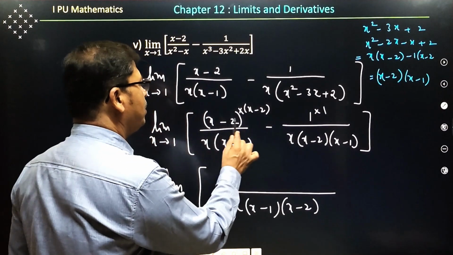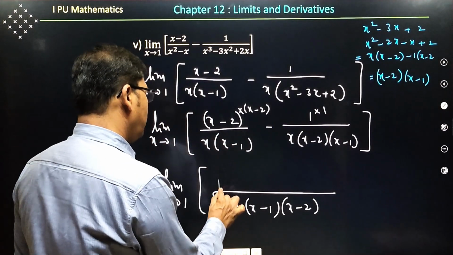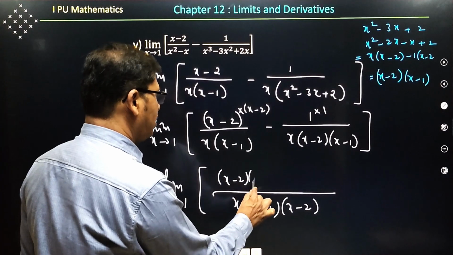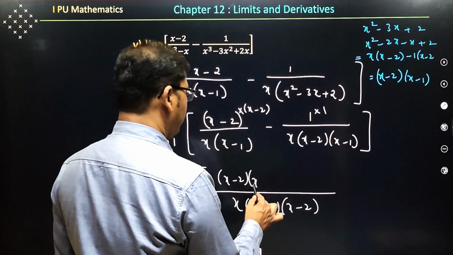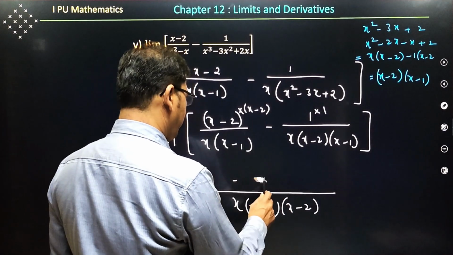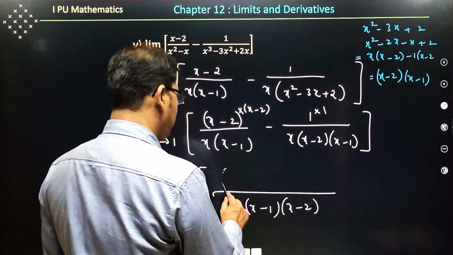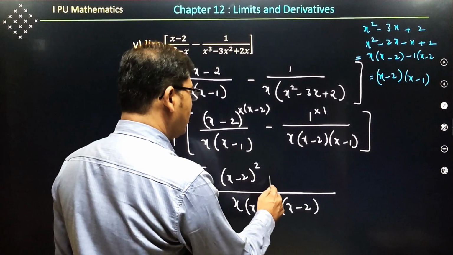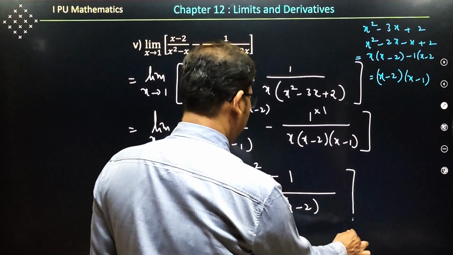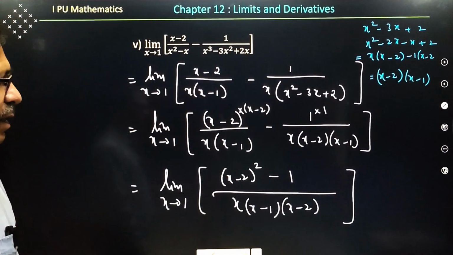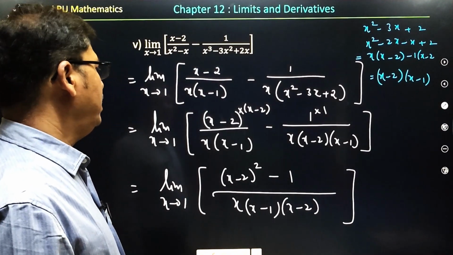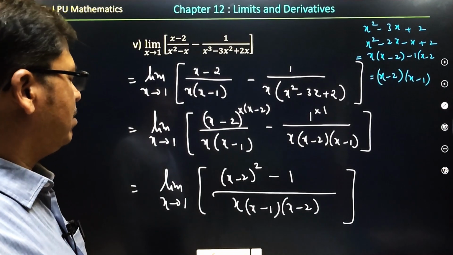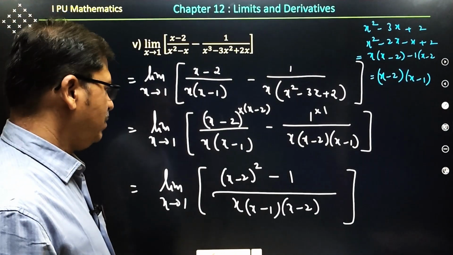So x minus 2 into x minus 2, you write x minus 2 into x minus 2 itself at this stage, or you can expand it. x minus 2 bracket square it is actually, minus 1 into 1 is 1 only. Okay, so by expanding this becomes x square minus 4x plus 4.